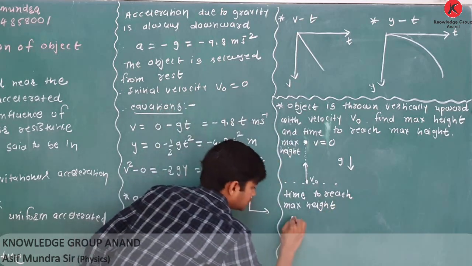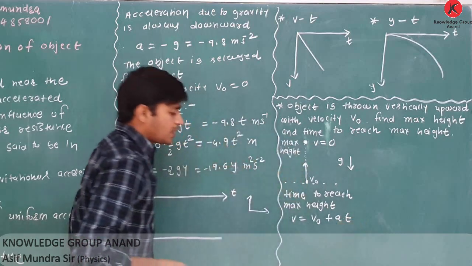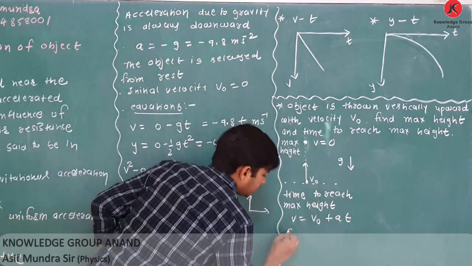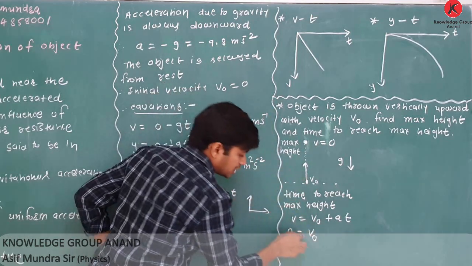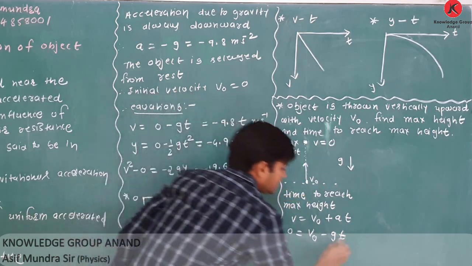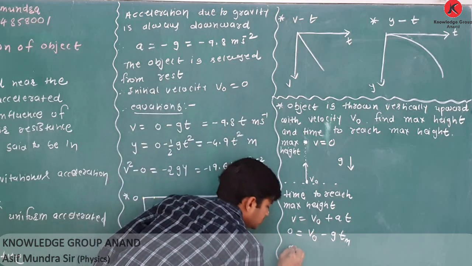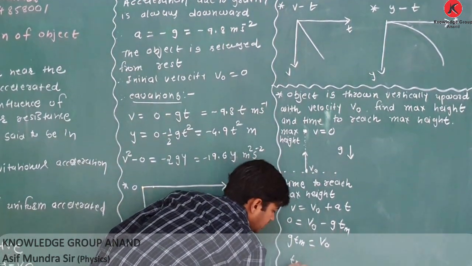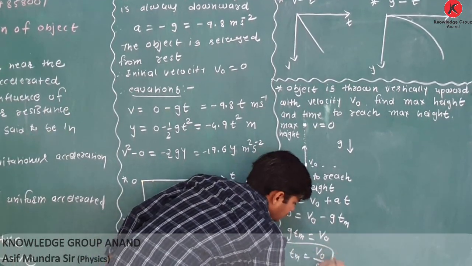I will use this equation: v = v0 + at. Now what do you have to change? What is the final velocity at maximum height? It is 0. Initial velocity v0 is in the upward direction, so it is positive. a is minus g. And t is replaced by tm, the time to reach maximum height. So g tm is equal to v0. So tm is equal to v0 upon g.